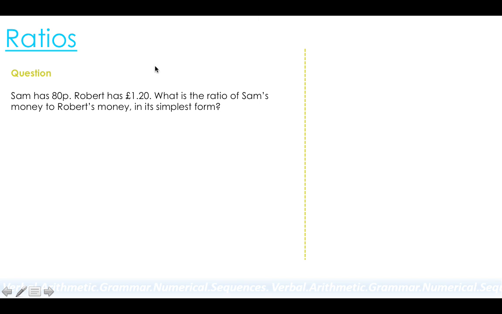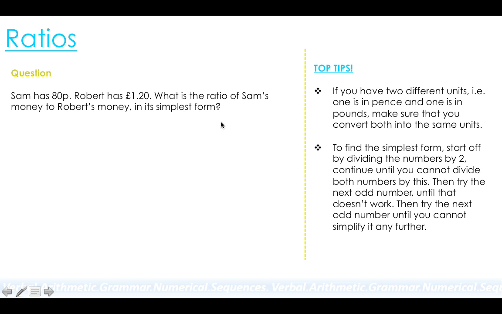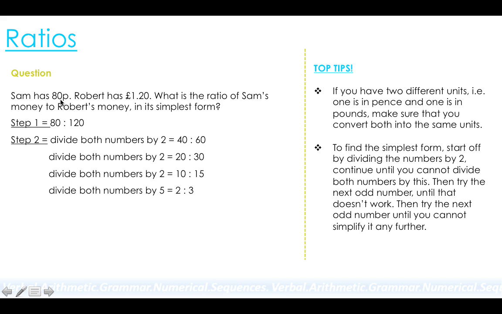Okay, so here we are working in pence, and here we're working in pounds and pence, so it makes it quite hard to simplify this. The best way to work out this question is to convert one of these so that you're working with both the same currency. So if we change £1.20, which would be 120p, you would have 80p and 120p, which makes it easier to find the ratio and simplify it down. Okay, so step 1: we have the 80p here, and we've just changed £1.20 to 120p.